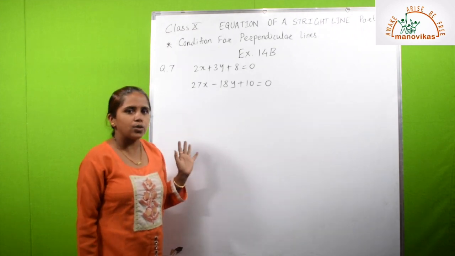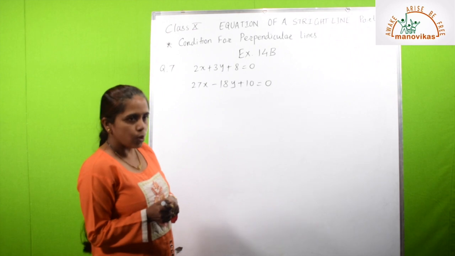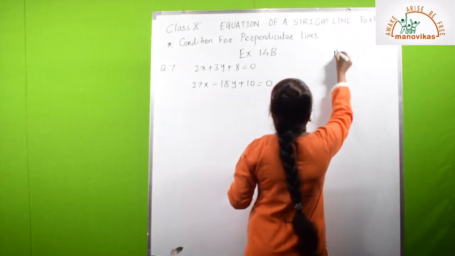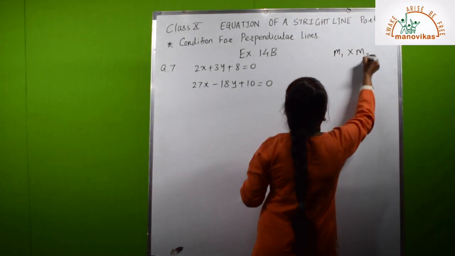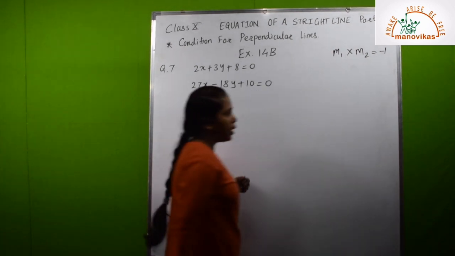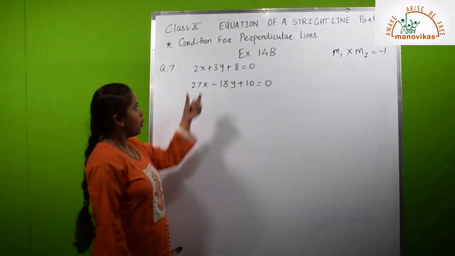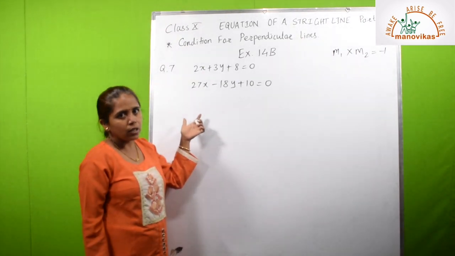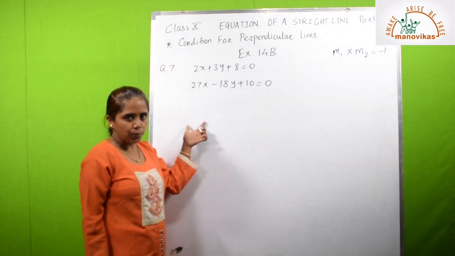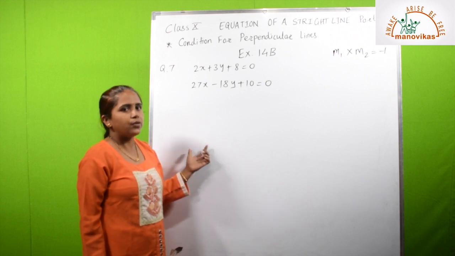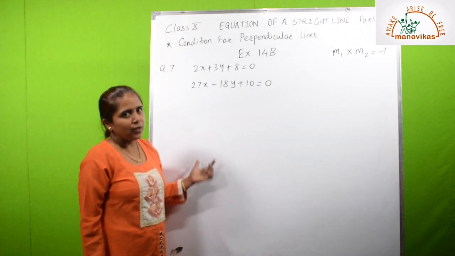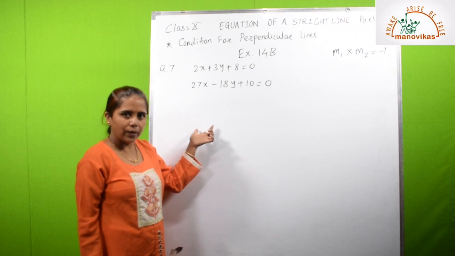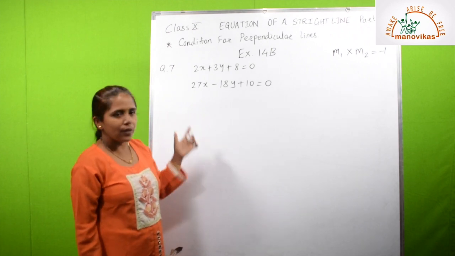Now what is the condition for perpendicular lines? The slope product should be -1. m1 into m2 is equal to -1. So from the given equations, we have to first find the values of slopes m1 and m2. Then take the product. If the product is -1, then we can say that the lines are perpendicular to each other. So first we'll find the slope.